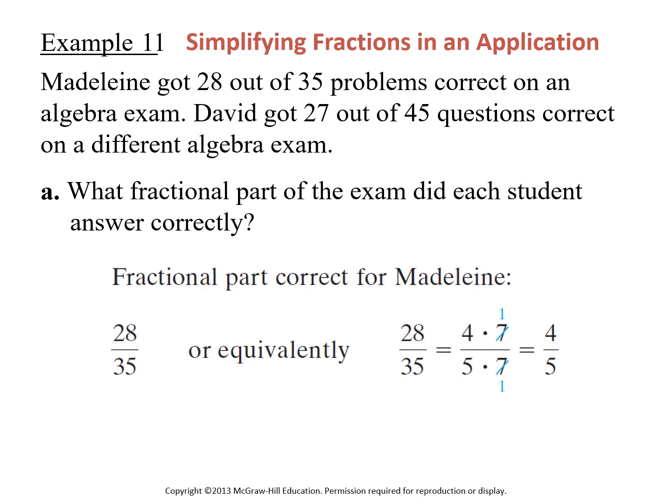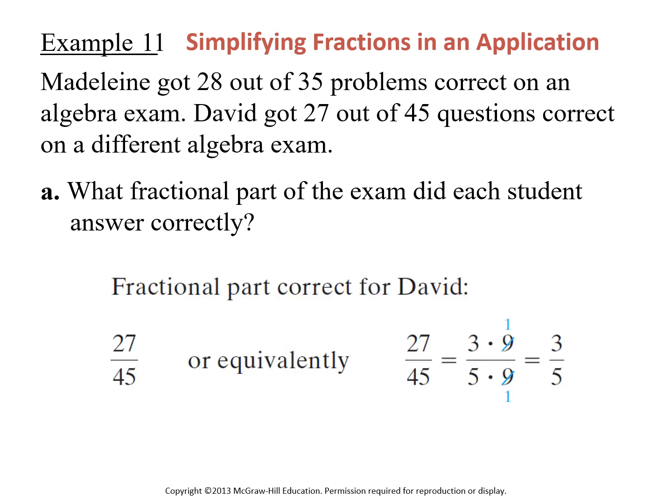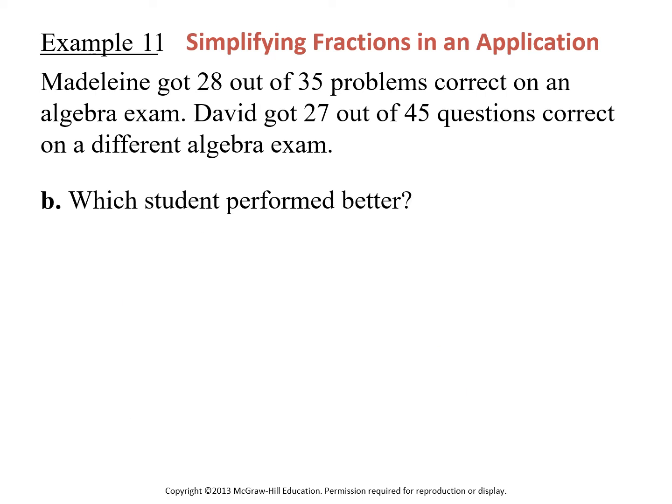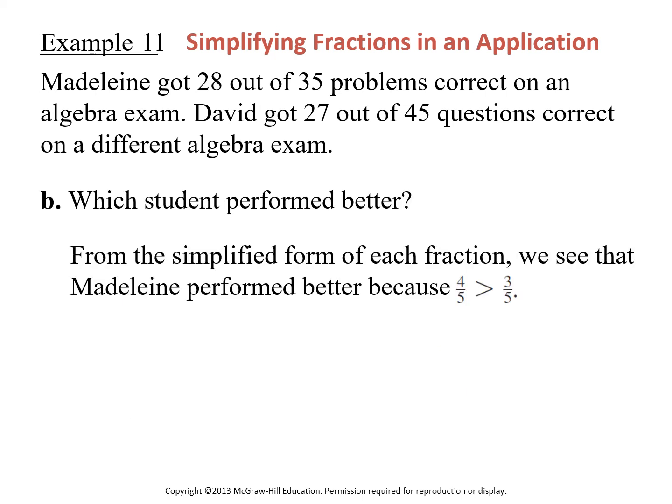So if Madeline got 28 out of 35, we can reduce that to 4/5. And David got 27 out of 45, and we can divide out common factors and reduce that to 3/5. So which student performed better? So if we compare 4/5 to 3/5, we see that Madeline performed better.